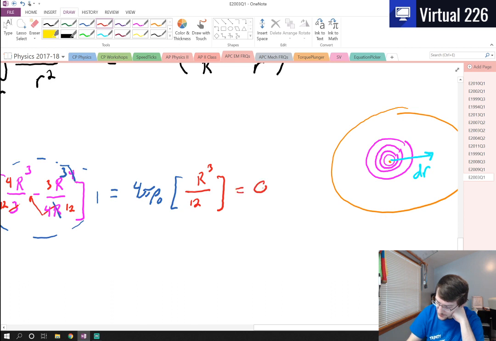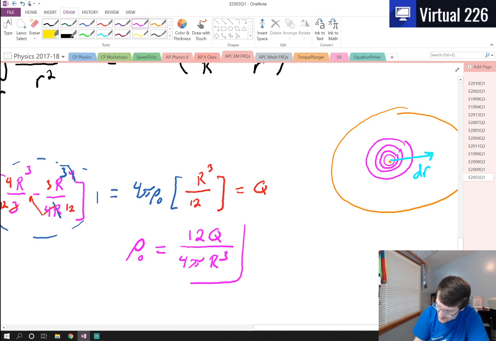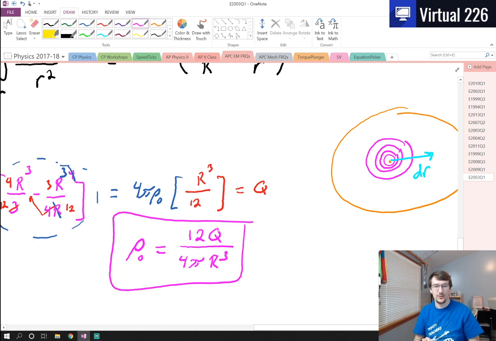And this equals q, which means that I can say that rho naught equals 12q over 4 pi big R cubed. And that's what we want in the end there. Oh, and I guess I might as well just reduce this. I've got 12 over 4, and 12 over 4 is 3. So 3q over pi R cubed. That's a full answer there.